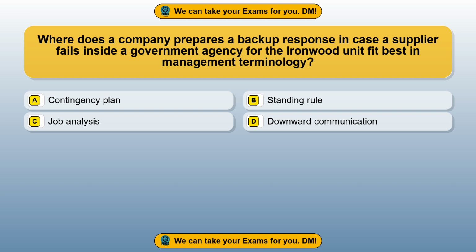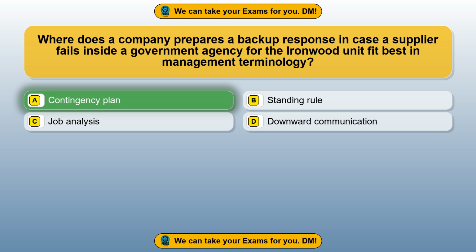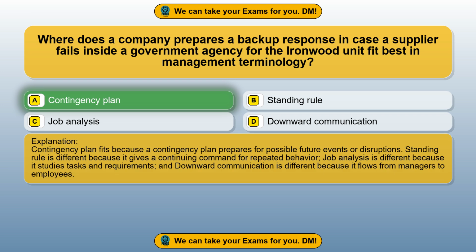Option A, contingency plan. Option B, standing rule. Option C, job analysis. Option D, downward communication. The correct answer is option A, contingency plan. Contingency plan fits because a contingency plan prepares for possible future events or disruptions.